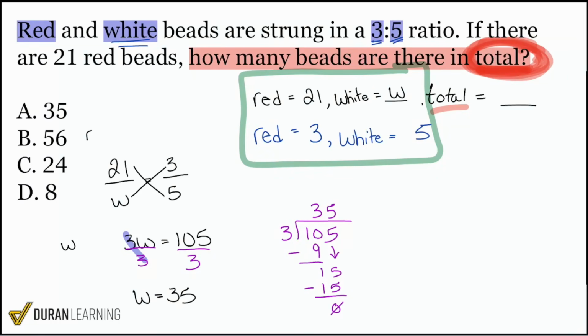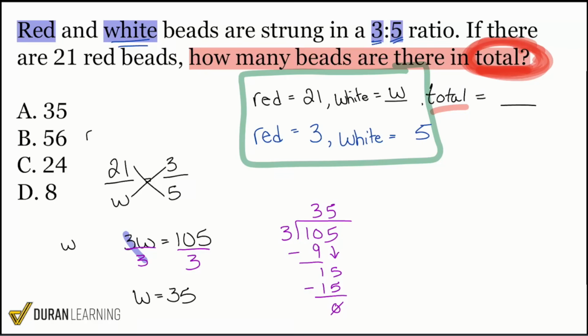One more time, everybody. Let me make sure you know the very big mistake that we're avoiding here. Sure, we ended up getting W equals 35, but that means that white is 35. We have 35 white beads, not total beads. That's the number of white beads. What did I say again, everyone? To get the total, what do we do? Yeah, we just need to add.